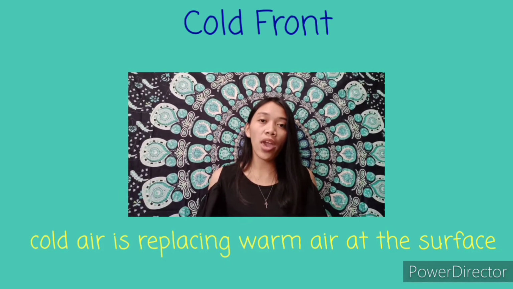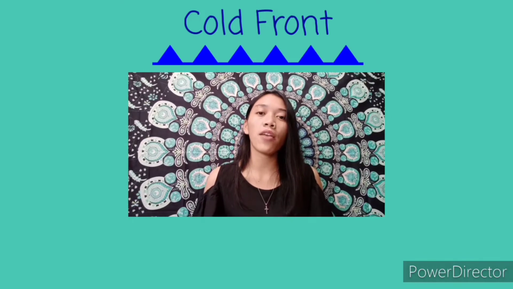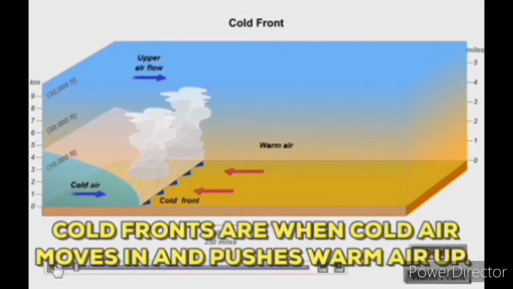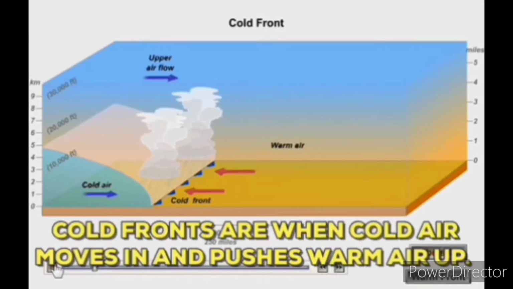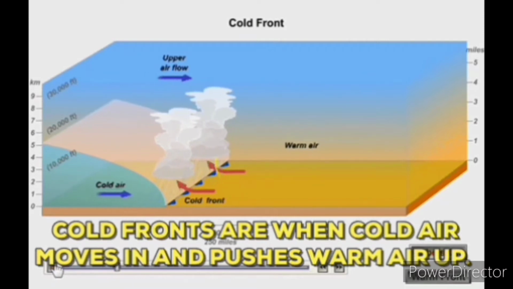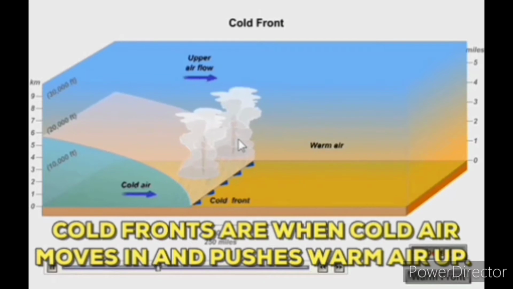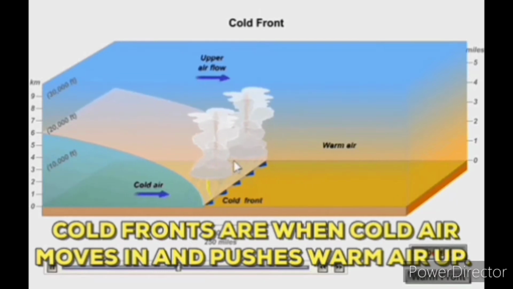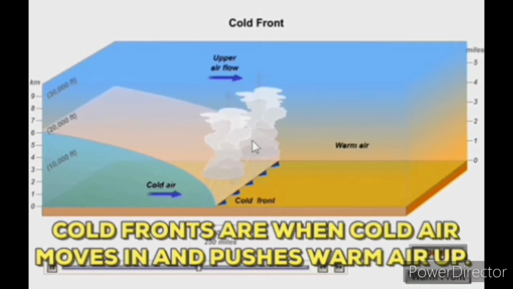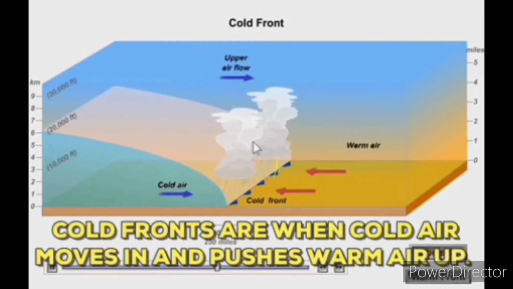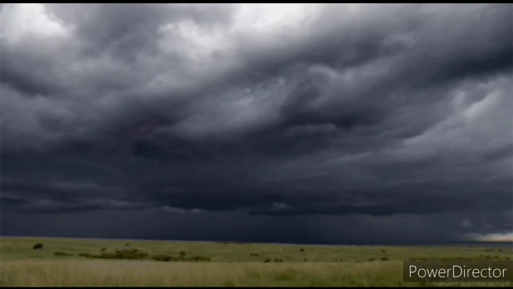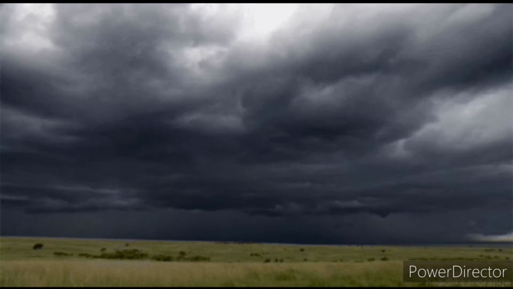So how about a cold front? A cold front is a front in which cold air replaces warm air at the surface. A cold front forms when a cold air mass pushes into a warmer air mass. Cold air is more dense than warm air. It's heavier, and a large mass of air that pushes under the lighter warm air, causing it to rise up into the troposphere.